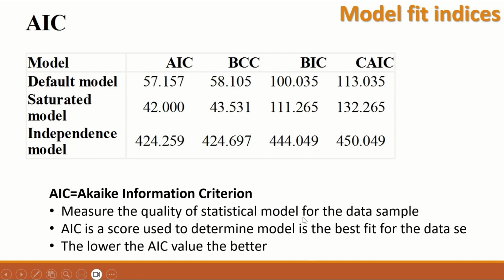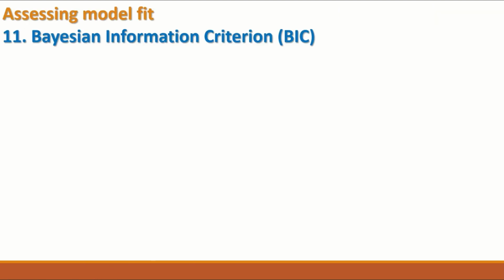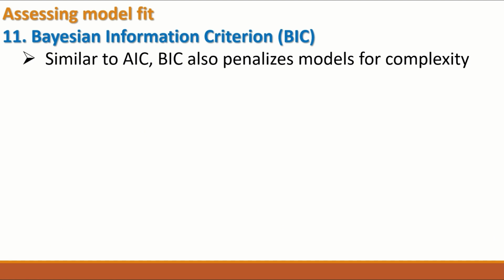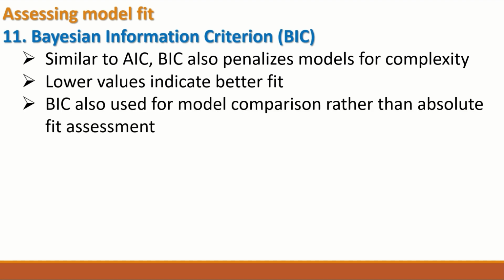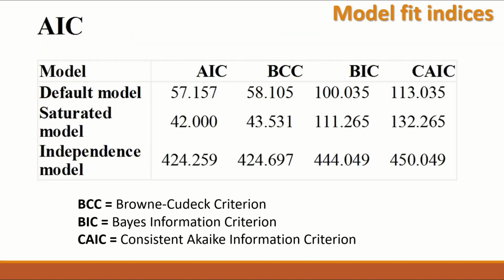It measures the quality of a statistical model for a data sample to determine which model is the best fit for the data. The lower the value, the better. Another index is the Bayesian Information Criterion, BIC, which is similar to AIC and also penalizes models for complexity. Lower values indicate better fit. BIC is also used for model comparison rather than absolute fit assessment. Shown here in this table are the BCC for Browne-Cudeck criterion, BIC for Bayes information criterion, and the last one for consistent Akaike information criterion.